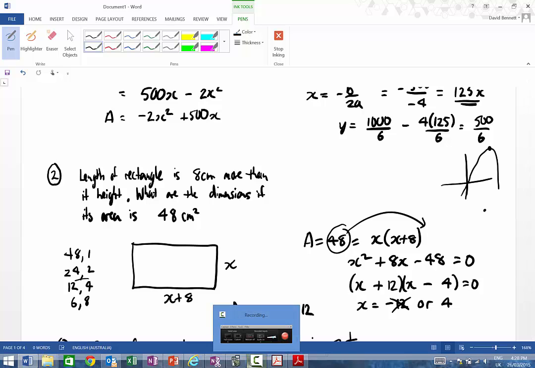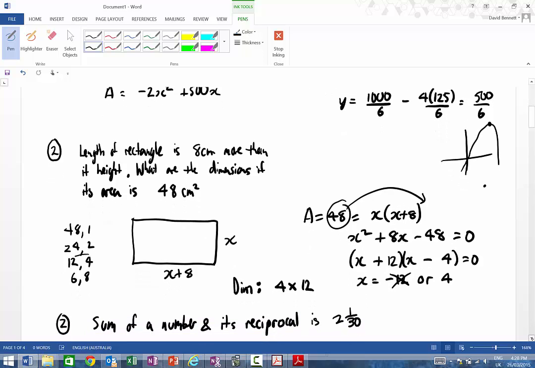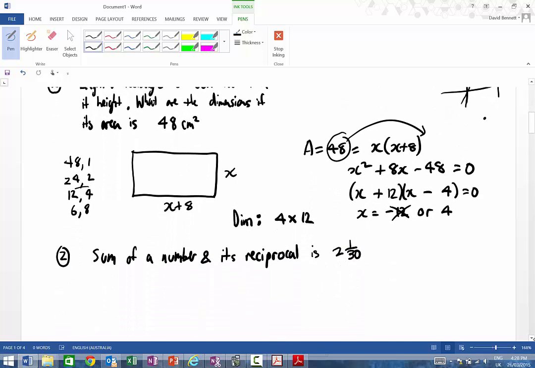So this question here is not using the vertex point, but it's using the roots of the equation to work out what are the possibilities for this particular function. Right, so that's a second example. Third example that we're going to do here is the sum of the product. Okay, this is a language one.